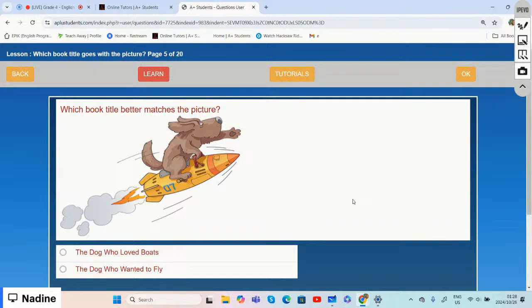All right, and the next one says if we look at the picture and we match the picture with the title, then we can say is it option one, The Dog Who Loved Boats, or do we say The Dog Who Wanted to Fly? Which one is correct? Option one, The Dog Who Loved Boats, or The Dog Who Wanted to Fly?